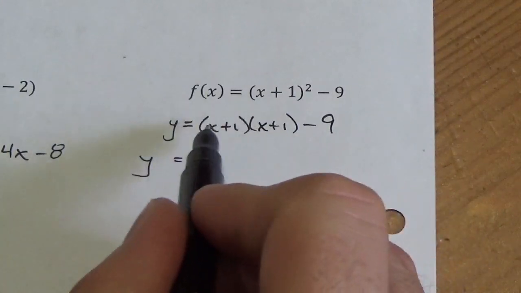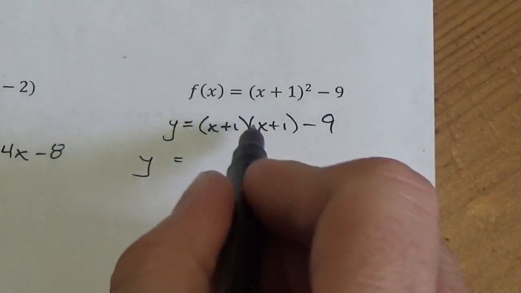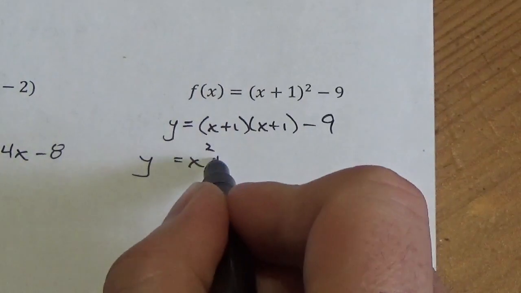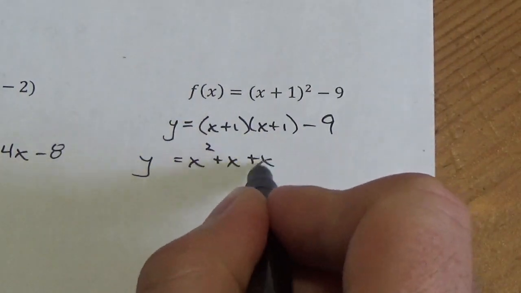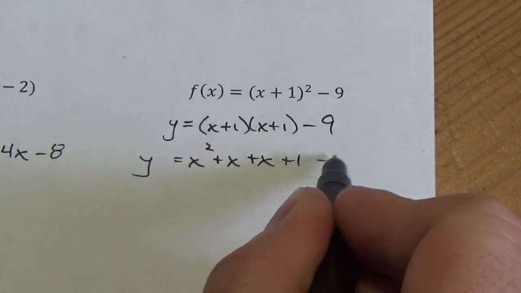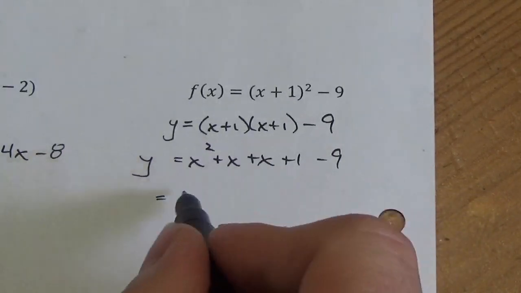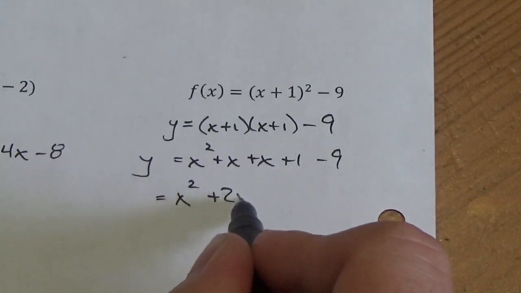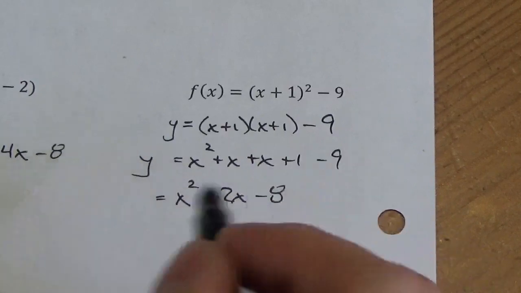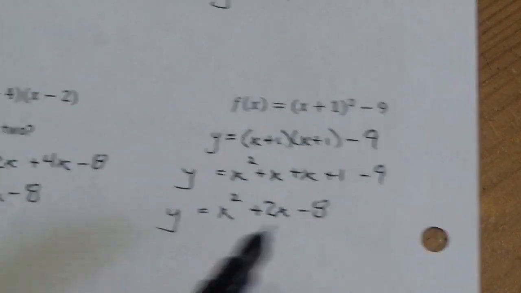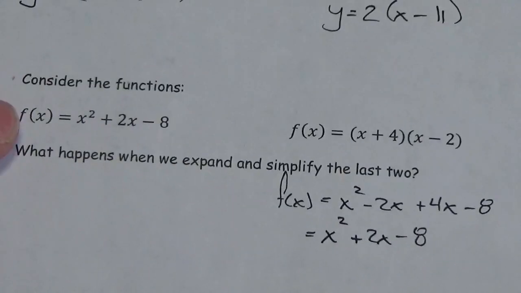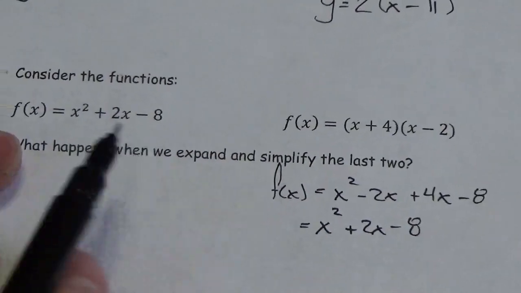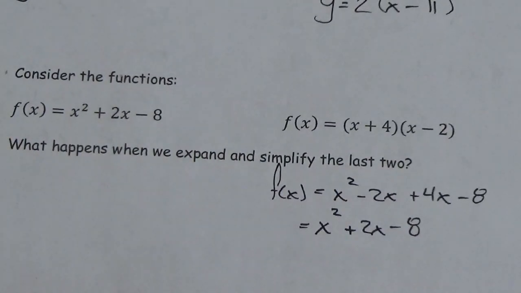And so now I distribute each term in the first factor by each term in the second factor. So it's going to be x squared plus x plus x plus 1, and then the minus 9 at the end. And when I group together like terms, I get x squared plus 2x minus 8. And once again, it is exactly the same function. So all three of those are three different representations of the exact same function.